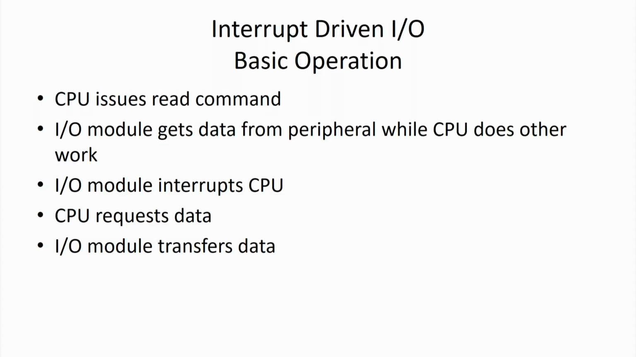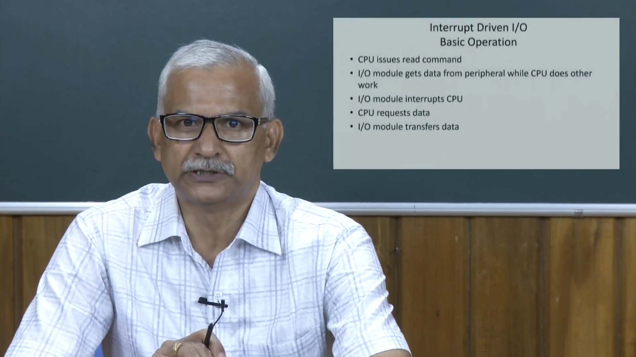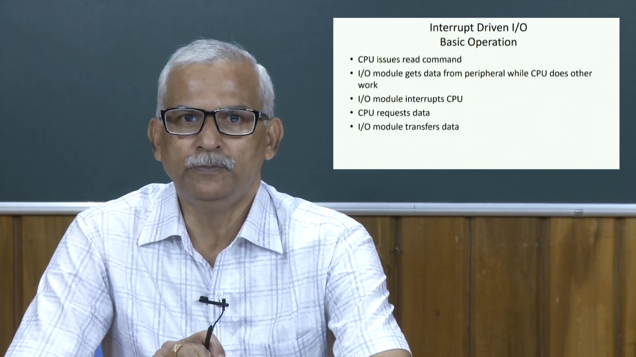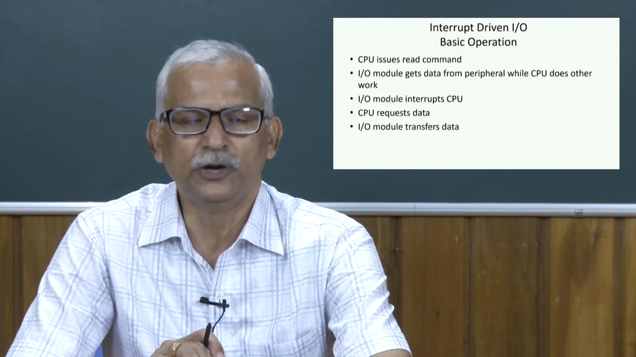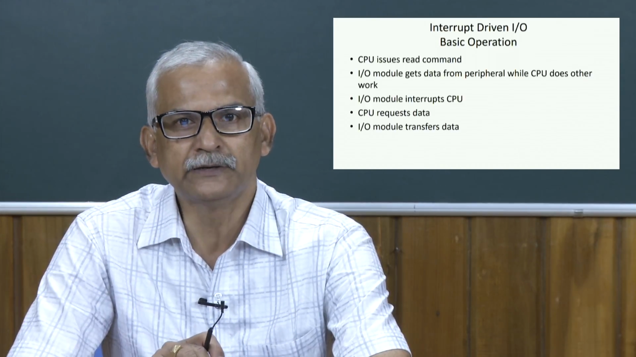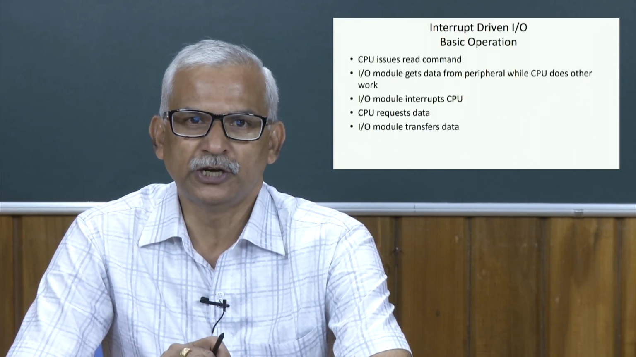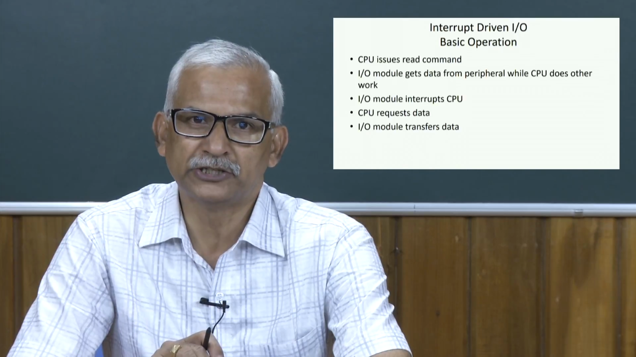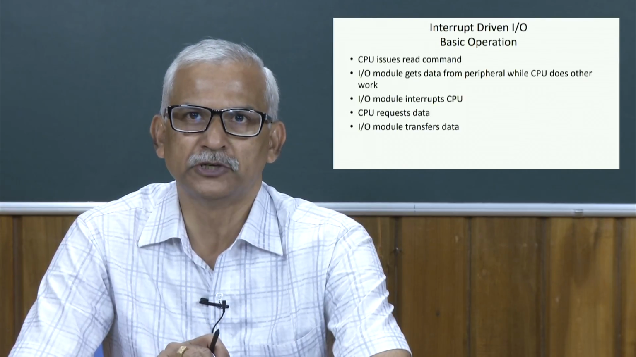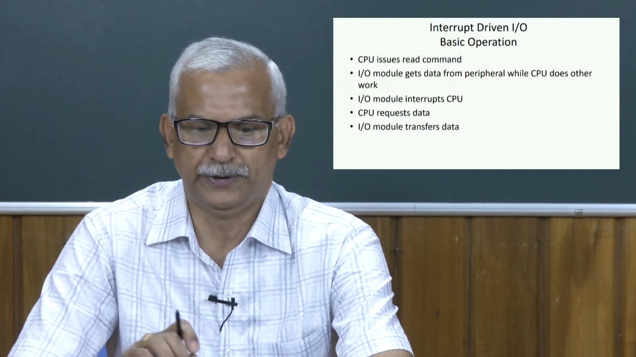Then after getting the interrupt request, the CPU requests the data. We will see what steps are involved, because the processor is now going to look for that particular I/O device. Then when the CPU requests the data, the I/O module transfers the data, and like that we transfer the information from the input device to the processor. Similarly, the write operation is the same: we transfer information from the processor to the output devices.